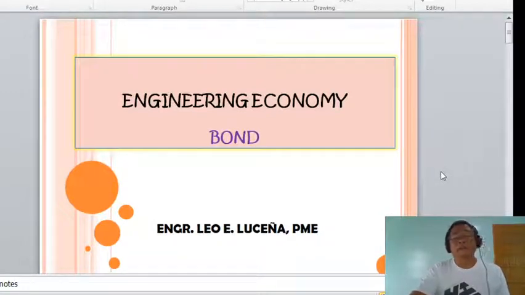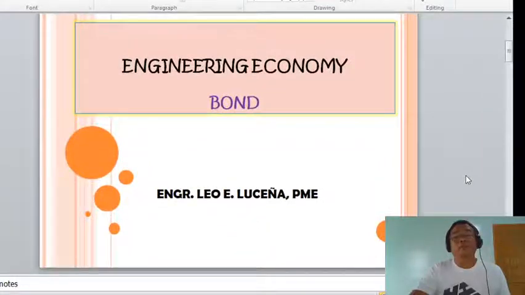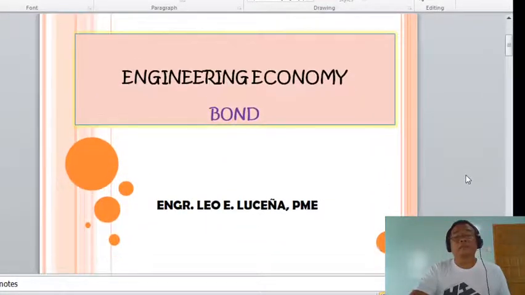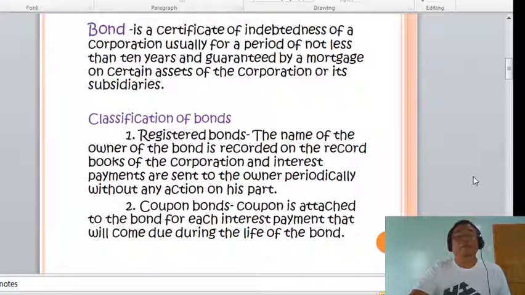So this time we are going to take up bonds. Last week we finished the topic on computing depreciation. So by this time we are now going to take up bonds. By the way, what is a bond? In your own opinion, what is the definition of a bond?